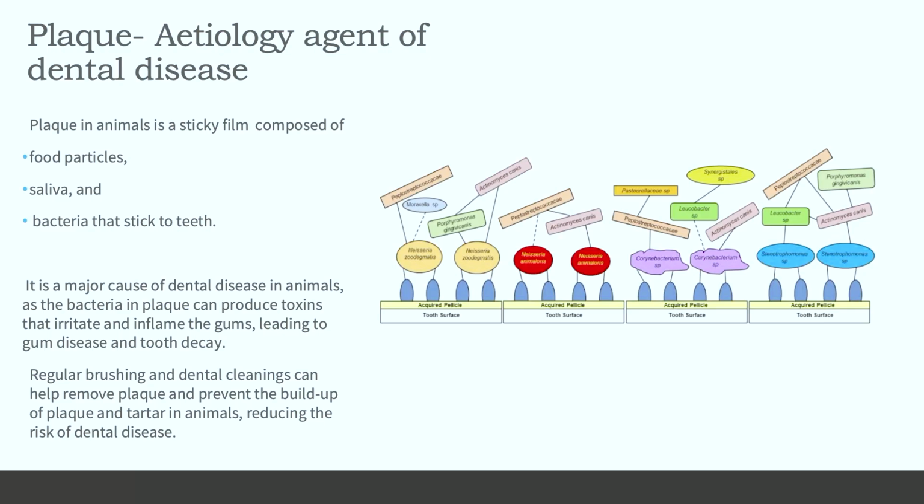If not removed through regular brushing and cleaning, plaque can harden into tartar, which can cause inflammation of the gums, known as gingivitis, and lead to more serious dental problems such as tooth decay and gum disease. Regular brushing and dental cleanings can help remove plaque and prevent the buildup of plaque and tartar in animals, reducing the risk of this dental disease.